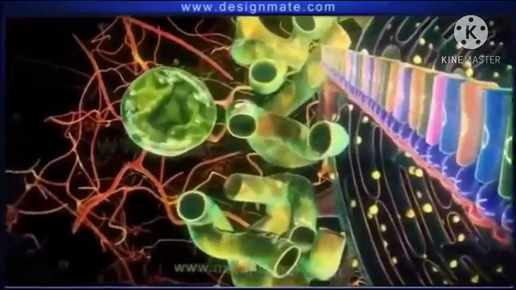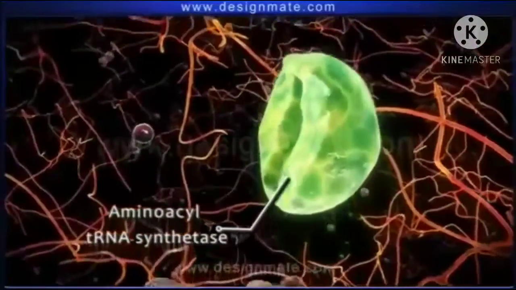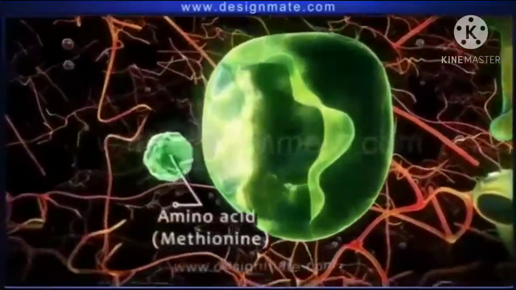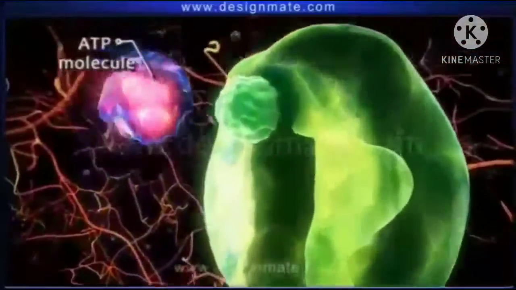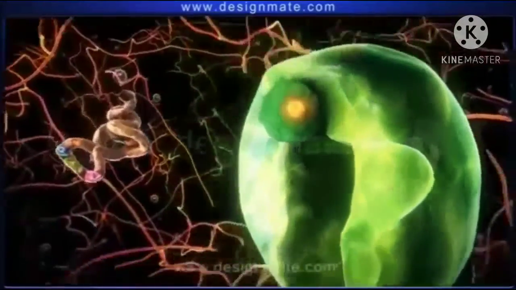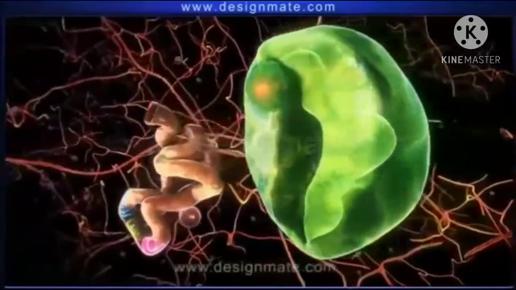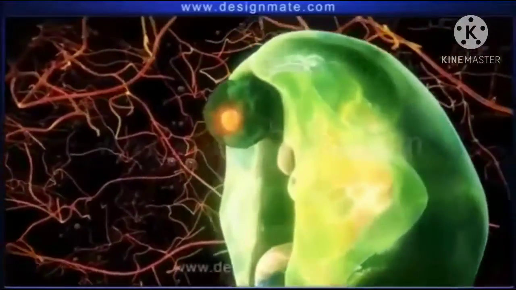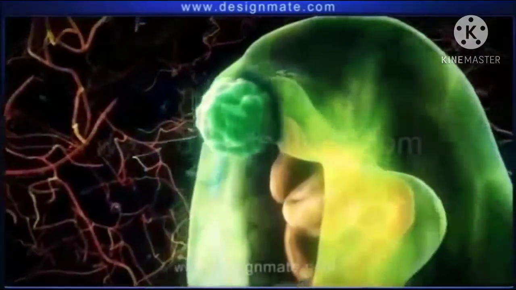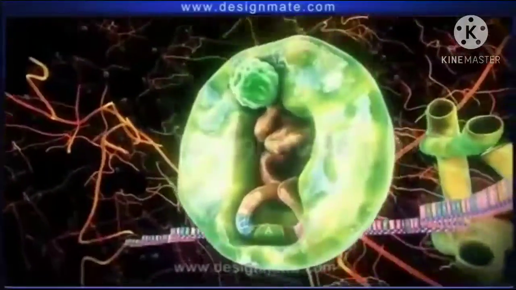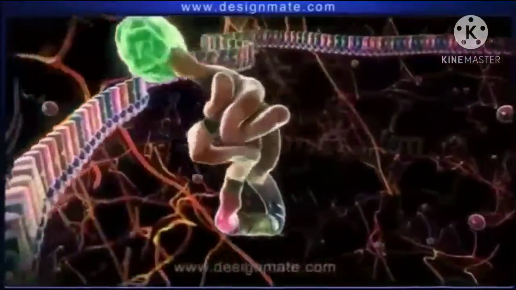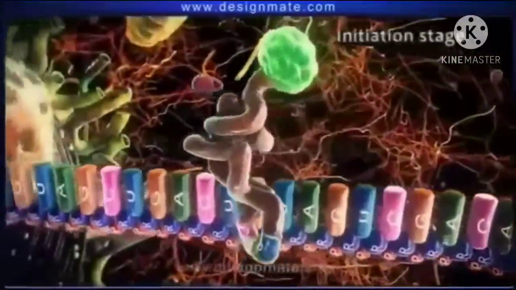Present in the cytoplasm is an enzyme, amino-acyl tRNA synthetase. The enzyme macromolecule has 2 binding sites. One site recognizes the amino acid methionine. This is followed by the binding of the ATP molecule and release of pyrophosphate, resulting in activation of the amino acid. Finally, the tRNA and the activated amino acid bind together. This amino-acylated tRNA is known as met-tRNA and is released from the enzyme. This marks the commencement of the first stage of protein synthesis, the initiation stage.